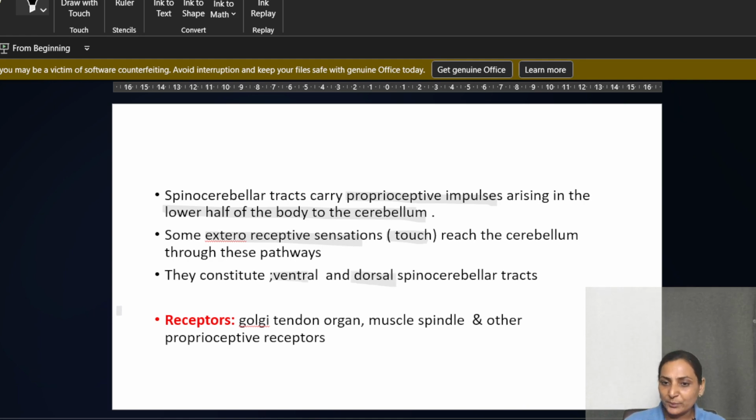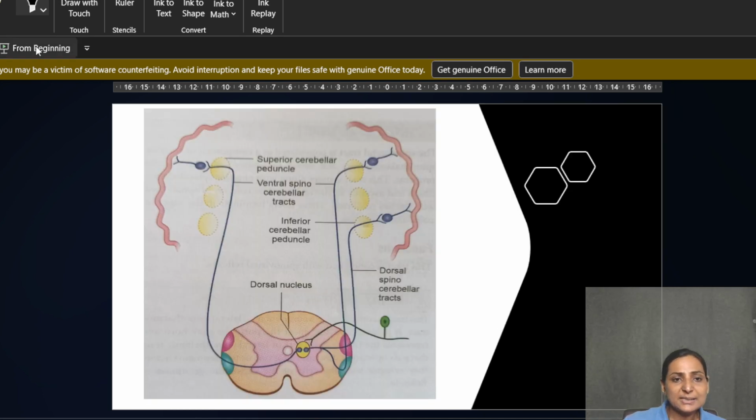Now, since it is proprioception, if we speak about the receptors, which should be a part of your answer, receptors are your Golgi tendon organs, muscle spindle, and proprioceptive receptors like the joint receptors. Now, this is a very beautiful and a very easy diagram which I have found. So I think it's very good if you are able to learn from this.